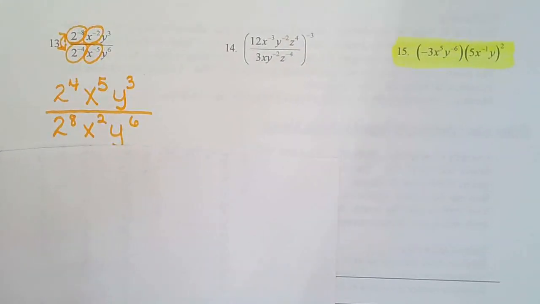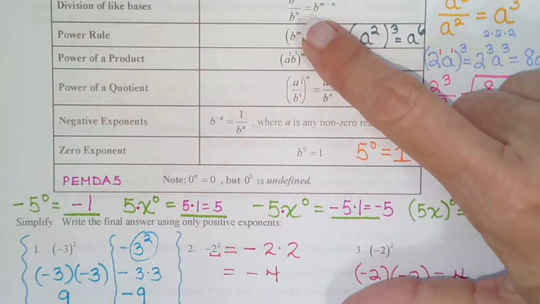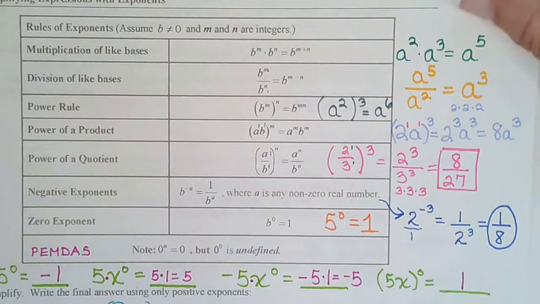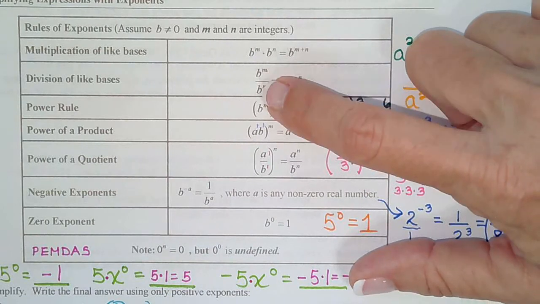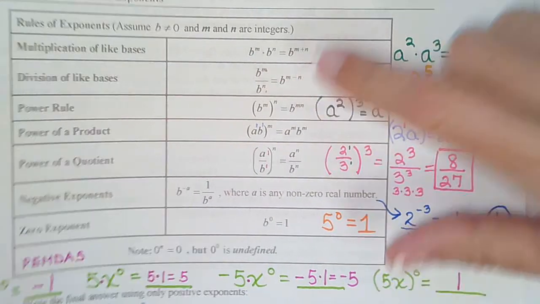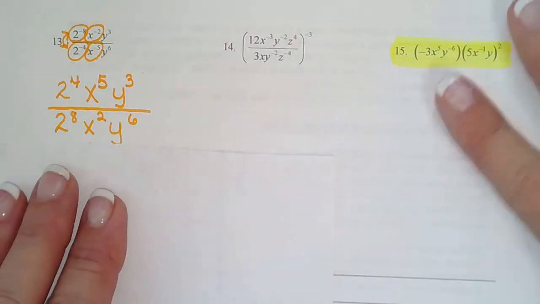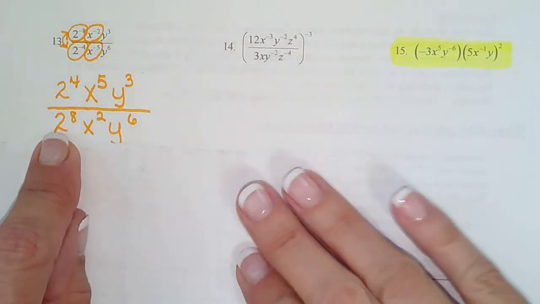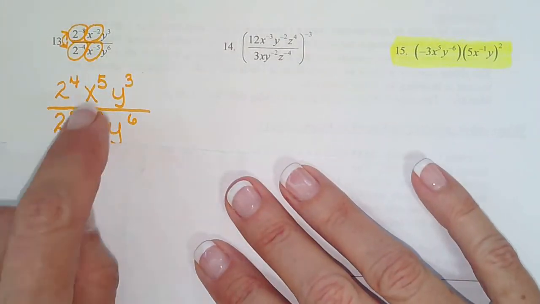If you look back, sorry to jiggle the paper around, if you look back, the quotient rule says keep the base the same, subtract the exponents. So that's what we're going to be doing here. Keep the base the same. And remember, subtraction of exponents is important, the order.